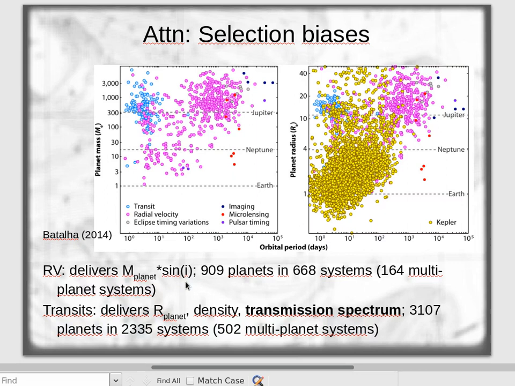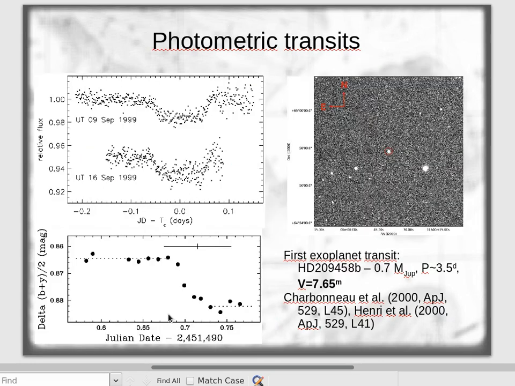The biases, however, are not limited to the parametric space occupied by planets. They also have an imprint on the parameters that we can determine. From radial velocity measurements, we only measure the mass of the planet, and there is a sin i factor, an uncertain factor, because we don't know the orientation of the system's orbit. Transits, however, give us the size of the planet, and from the size, combining it with radial velocity measurements, we also can obtain the density.